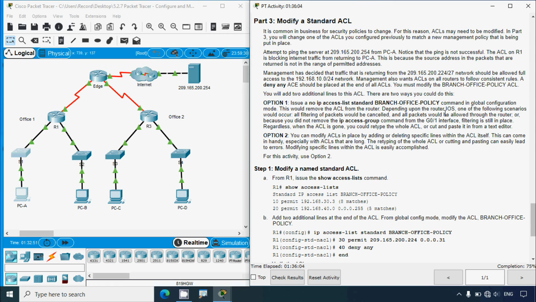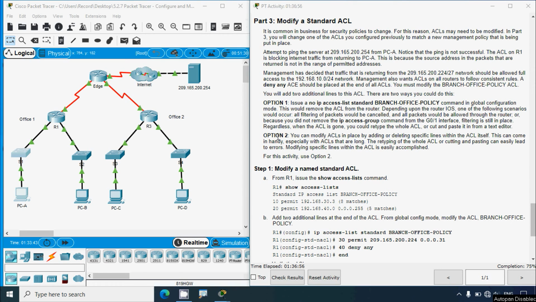Depending upon the router IOS, one of the following scenarios would occur. All filtering of packets would be cancelled, and all packets would be allowed through the router, or, because you did not remove the ip access-group command from the G0/1 interface, filtering is still in place. Regardless, when the ACL is gone, you could retype the whole ACL or cut and paste it in from a text editor.